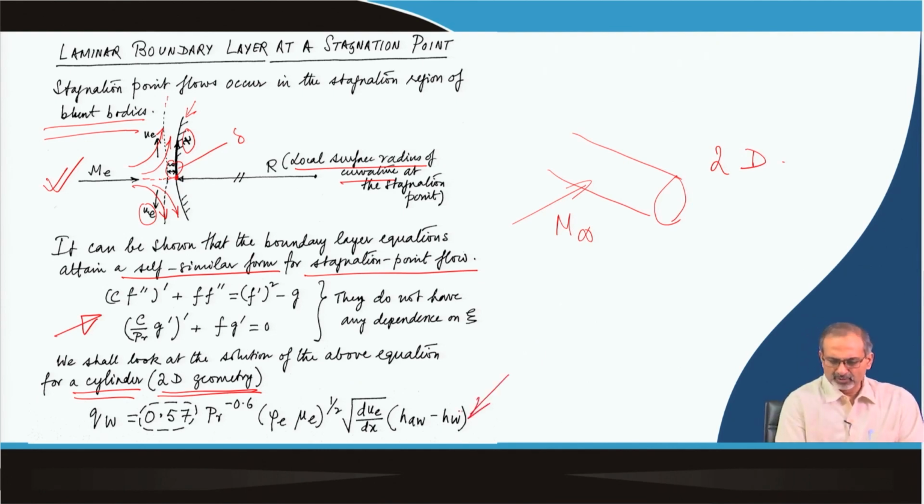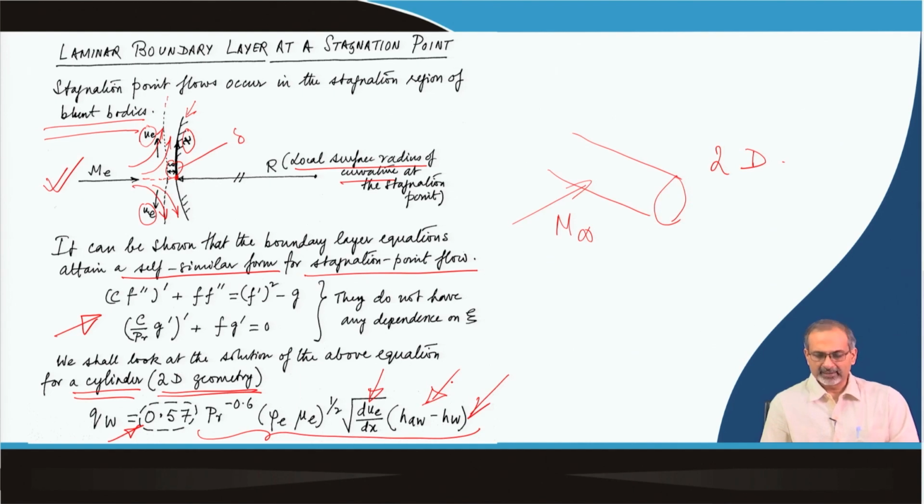Then the QW comes out to be a form of this kind, where take note of this coefficient 0.57. There is a functional form following it which is dependent on Prandtl number, the rho e mu e product under root velocity gradient d u e dx, the u e being the velocity at the edge of the boundary layer here as shown, and then the difference between adiabatic wall and isothermal wall enthalpy levels.